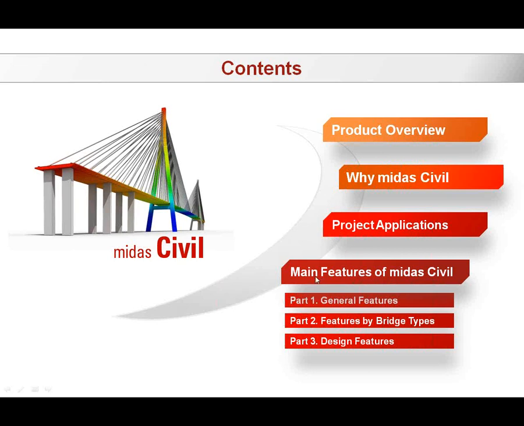And for the main features of Civil, we will see the general features and features by bridge type, such as the Corda bridge and segmental bridge or span by span method bridges, also the cable stayed bridges. And then we will also check the design features of MIDAS Civil.